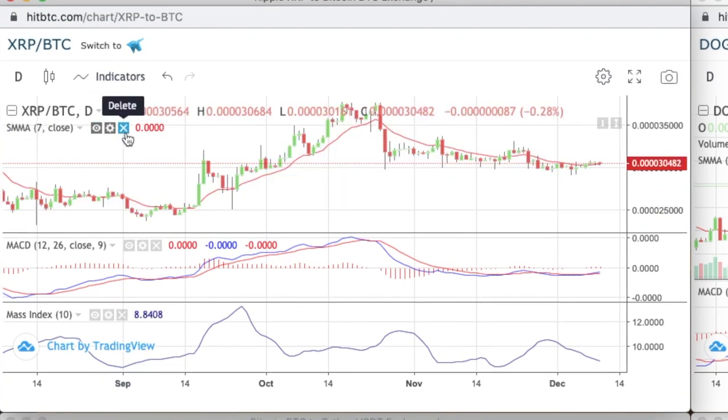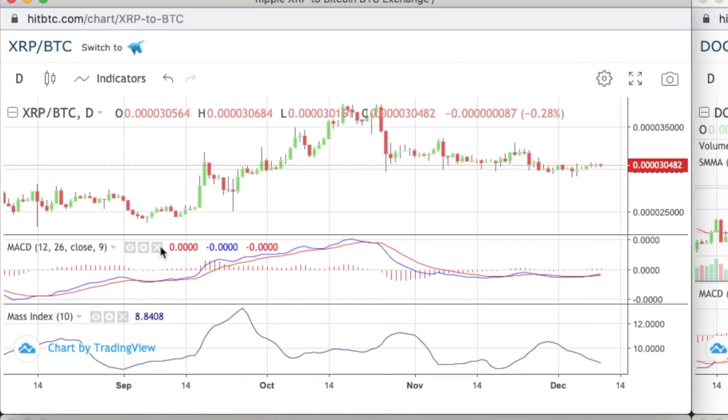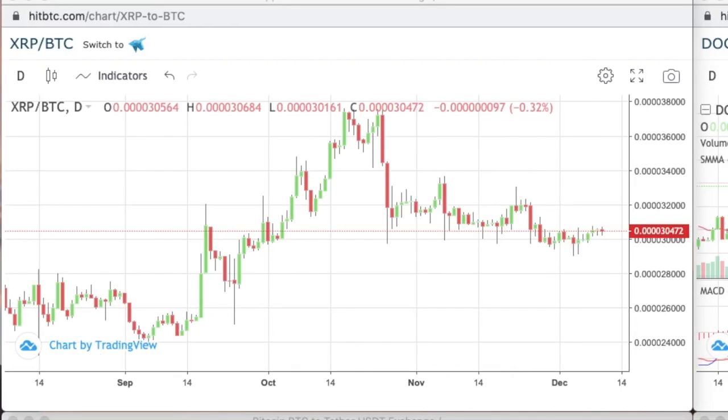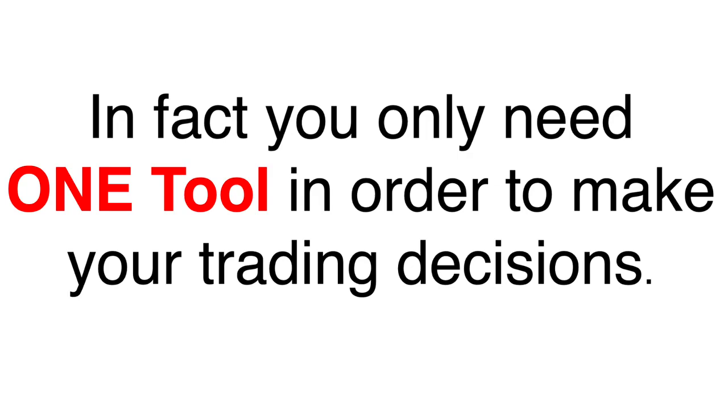Bollinger Bands, you don't need them. Moving averages, you don't need them. MACD, you don't need it. Mass Index, you don't need it. In fact, you only need one tool in order to make your trading decisions.